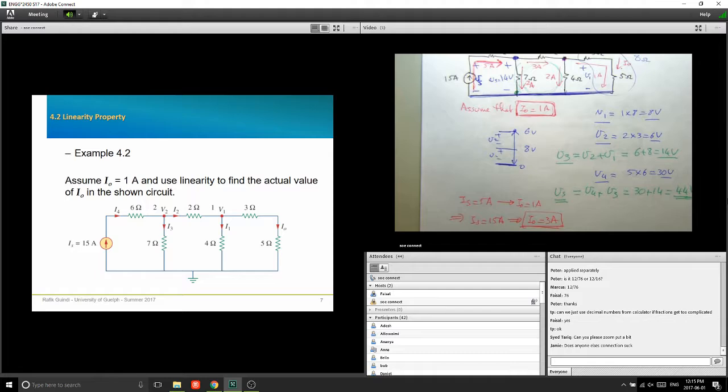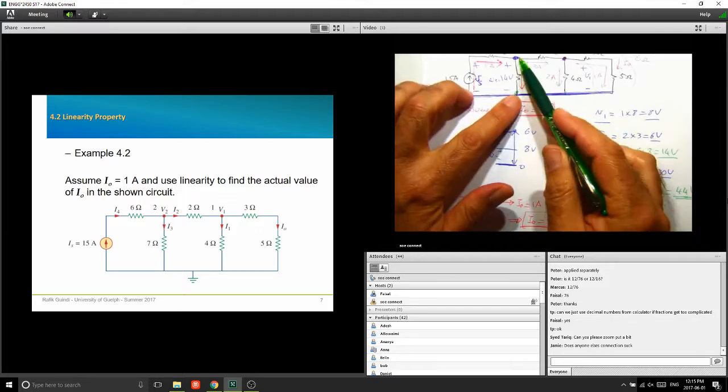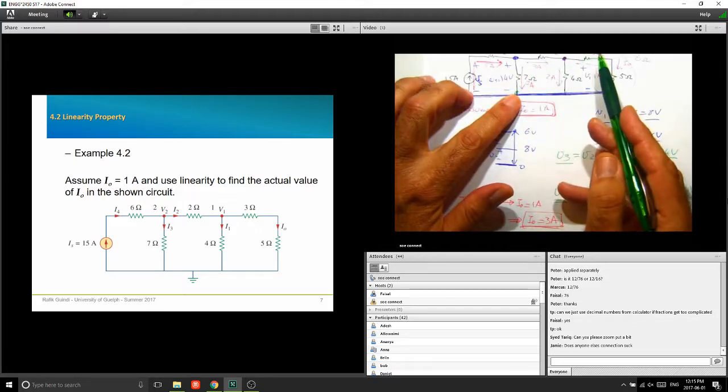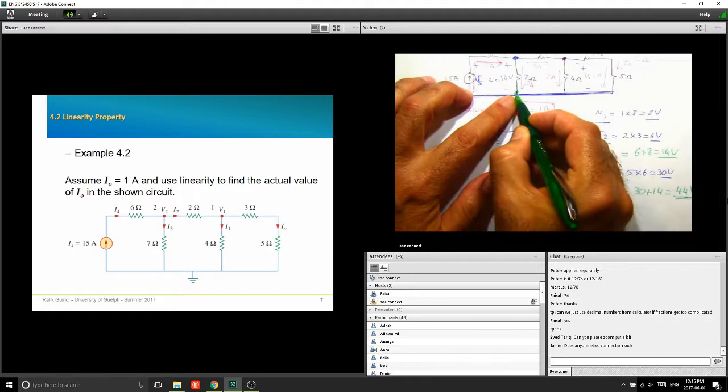Yes? Why add V2 and V1 and not just V2? It's a KVL situation. The question is to find V3, which is this one. Why did you add V2 over V1, not just V2? Well, V3 is the voltage difference between this node and this node. So you have to find it from somewhere else, another path.